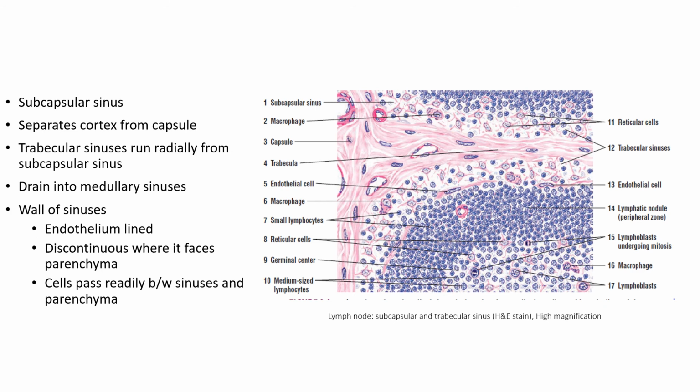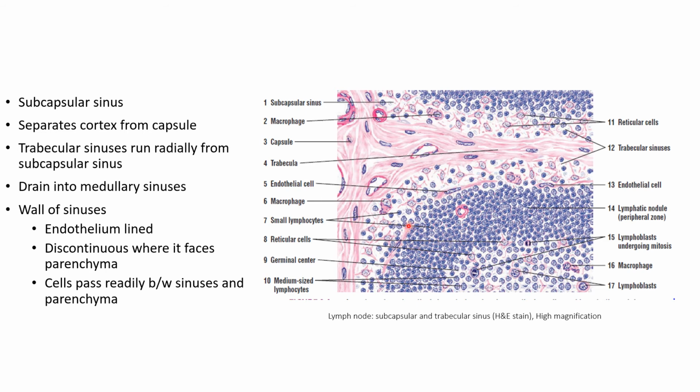Let us now discuss the sinuses found in the lymph node. Just underneath the connective tissue capsule, there is a pale staining area which is called the subcapsular sinus. It separates the cortex from the capsule. This sinus is lined by endothelium containing flat endothelial cells, and it is continuous with the endothelium-lined sinuses present around the trabeculae, which are the trabecular sinuses.